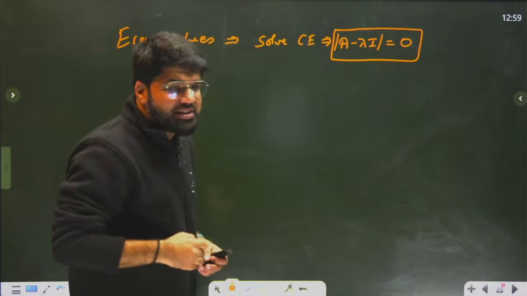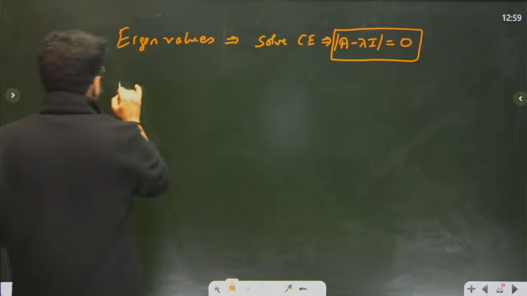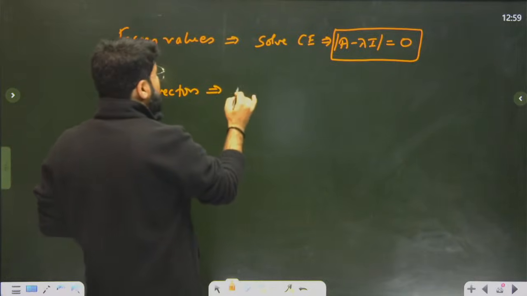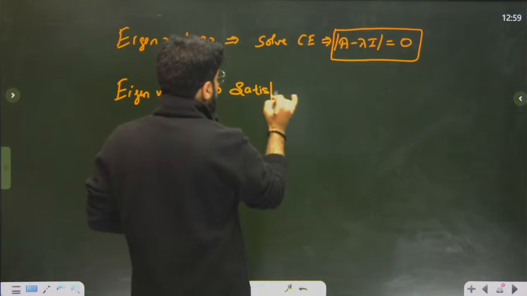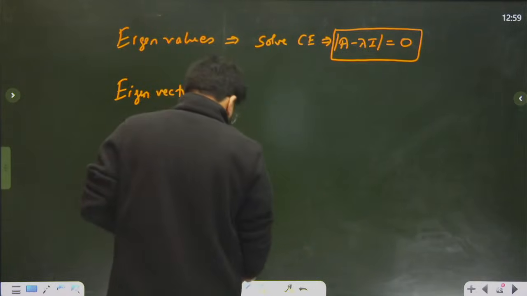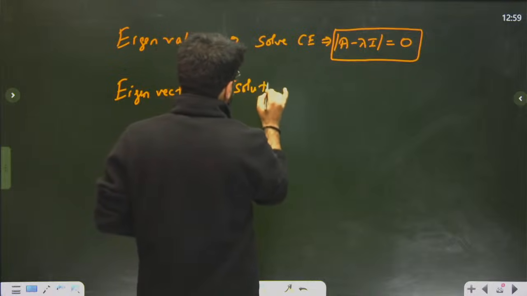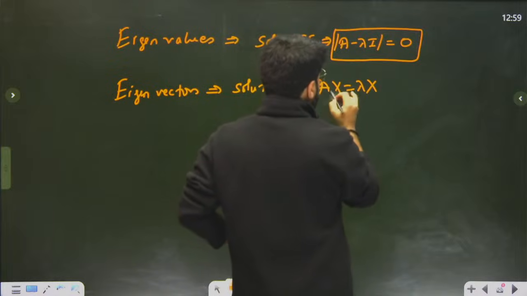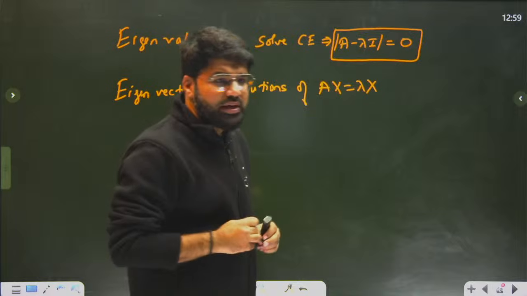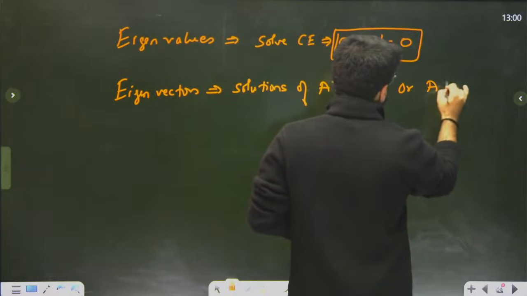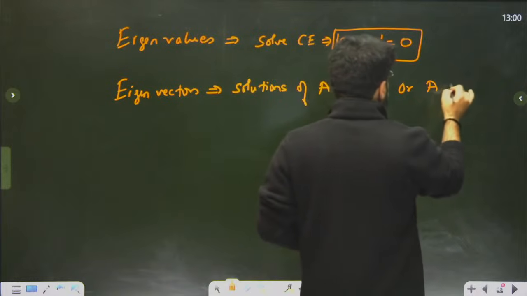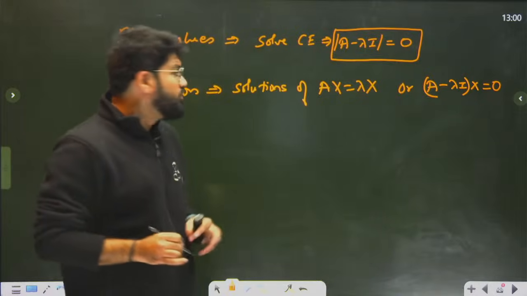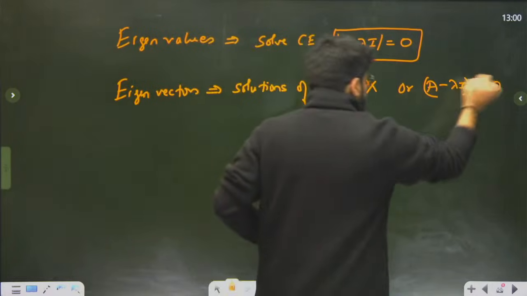I will give you the simplified characteristic equation for 2 cross 2 or 3 cross 3. Whenever there is a question on eigenvectors, the conventional method is this: eigenvectors are the solutions of the equation Ax equal to lambda x, because if x is an eigenvector, A into x is a multiple of x. Or we write it this way also, A minus lambda I into x equal to 0, which becomes a homogeneous system of equations. So eigenvectors are the solutions of this homogeneous system of equations.